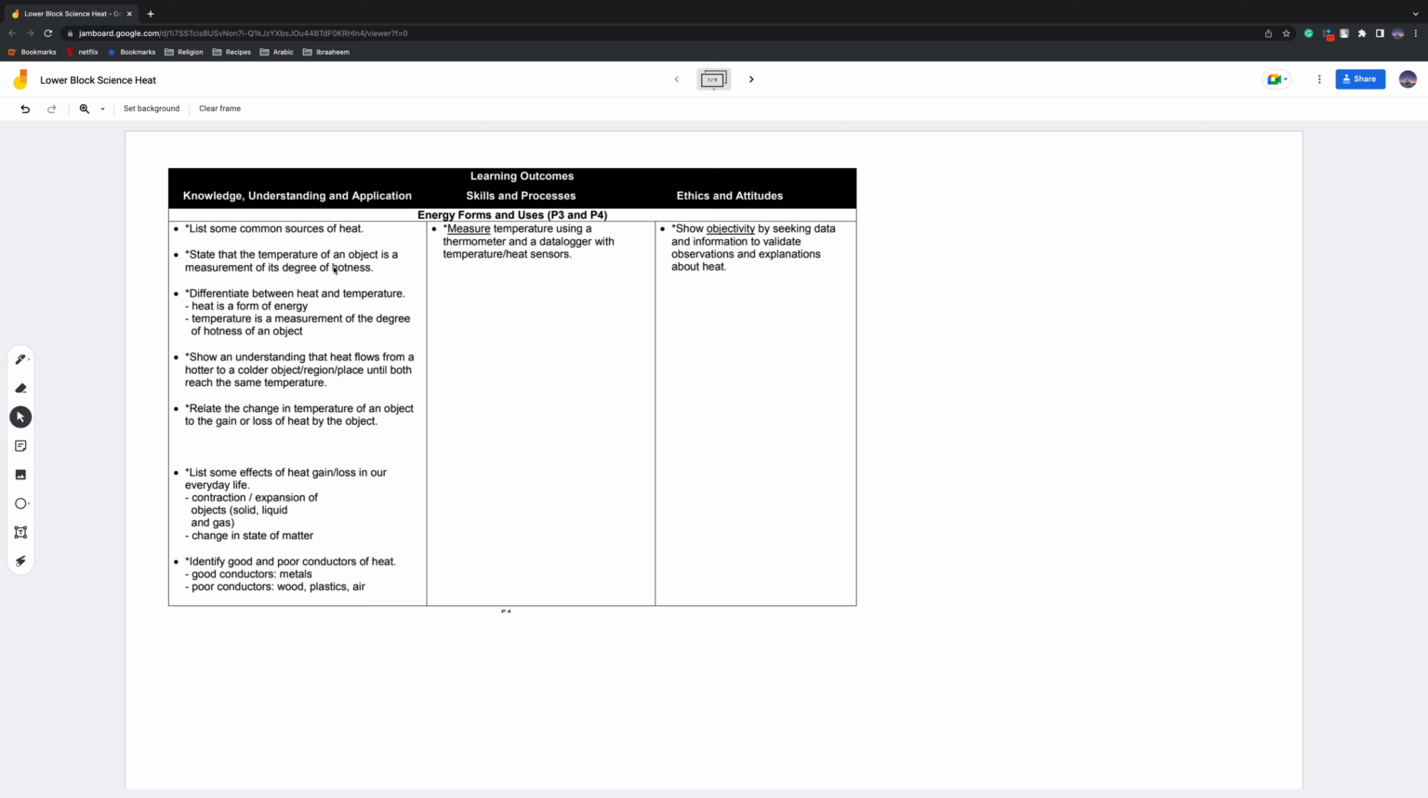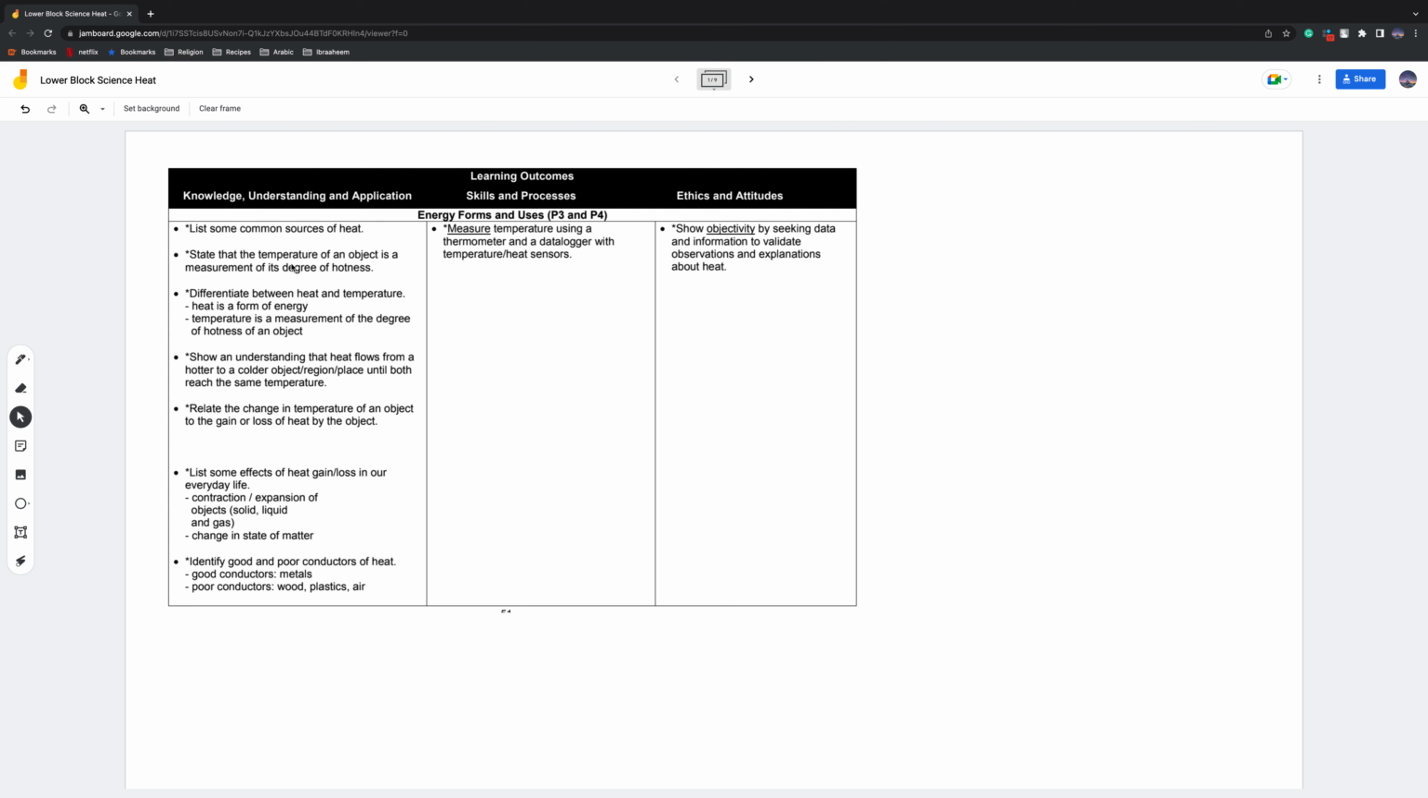State that the temperature of an object is a measurement of its degree of hotness. This is something that you need to remember, because sometimes they will ask, state the difference between temperature and heat. So you will use this particular key phrase. Key phrases are something that you use in a topic. In this topic, there are a few specific key phrases that you learn. I will go through them with you.